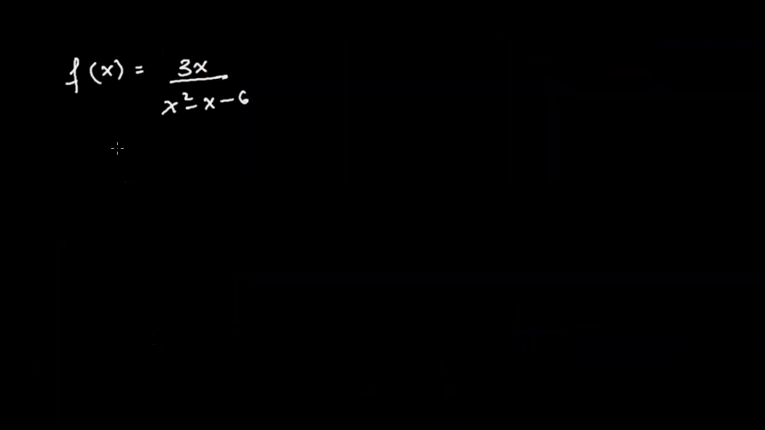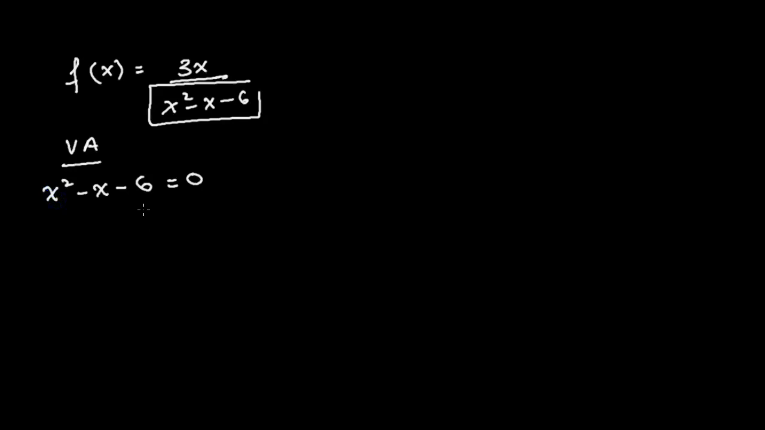Let's say we're given the function f(x) = 3x over x squared minus x minus 6. To determine the vertical asymptote, we only need the denominator of this rational function. As we know, a rational function is nothing but a quotient of two polynomials. The polynomial in the denominator is the one that helps us determine the vertical asymptote. For this, we put the polynomial in the denominator equal to 0 and solve for x.